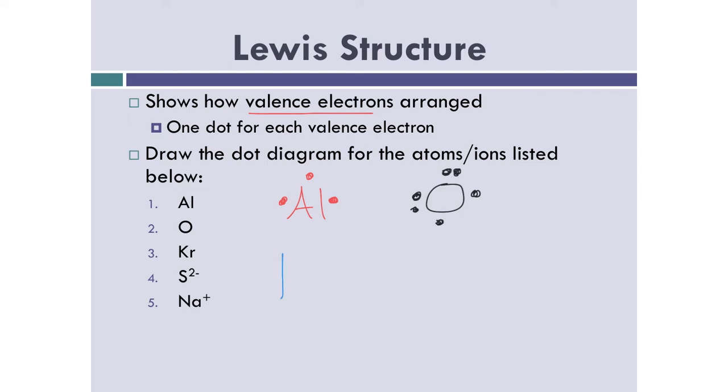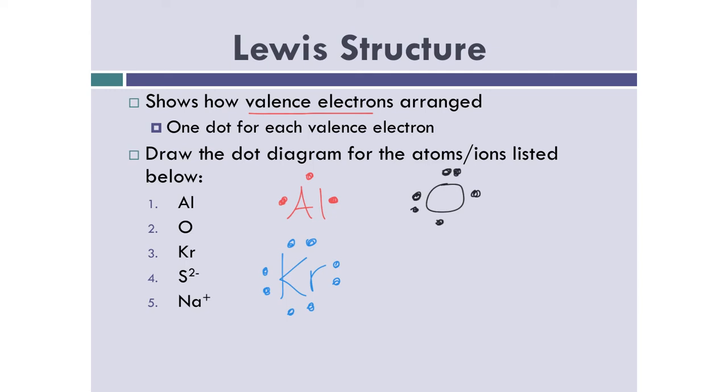Number 3, we have Kr. Krypton is a noble gas, group 18, that has 8 valence electrons. So therefore, it is relatively stable. Kr, like all the rest of the noble gases, will exist as a monatomic atom, meaning that it will stay by itself, single atom, because it's already got the 8 valence electrons, making it stable.